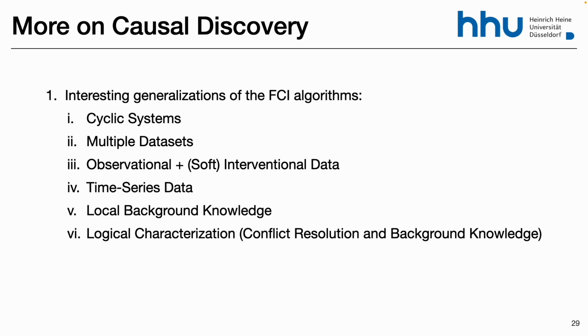So instead of looking for the solution, you can get just the optimal one, the one that has fewer conflicts or something like this, and it also allows you to include background knowledge. So it's a really nice characterization of the FCI algorithm.